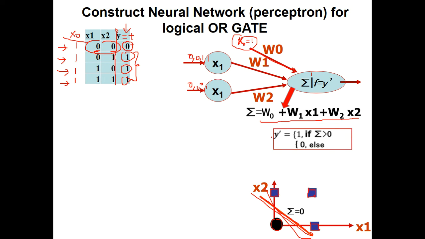So the second part of the output neuron is the activation function. Apply activation function f, that is y dash is equal to, so this is a step function. If sigma is greater than 0, then 1, otherwise 0. Like this step function.